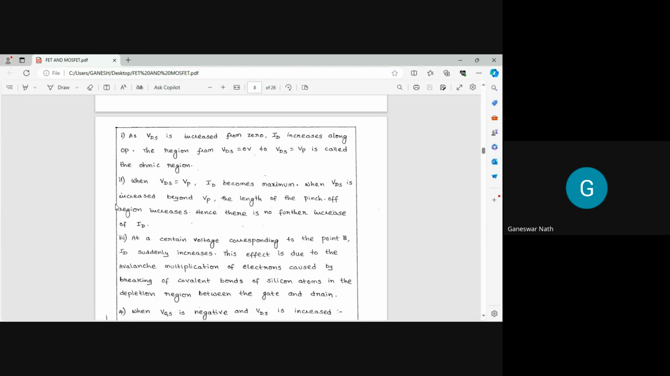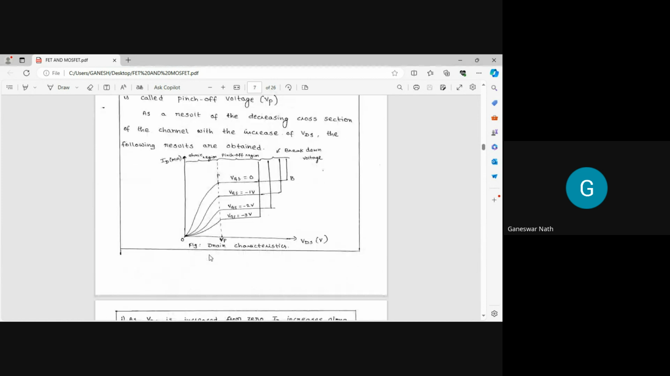When VDS is increased beyond VP, the length of the pinch off region increases, and hence there is no further increase of ID. You can see when VDS is equal to 0, the channel width decreases, and there is less flow of charge carriers. But when VDS is equal to VP, ID becomes maximum, and when VDS is increased beyond VP, the length of the pinch off region increases. Hence, there is no further increase of the value of ID, up to a certain voltage corresponding to point B, this one.